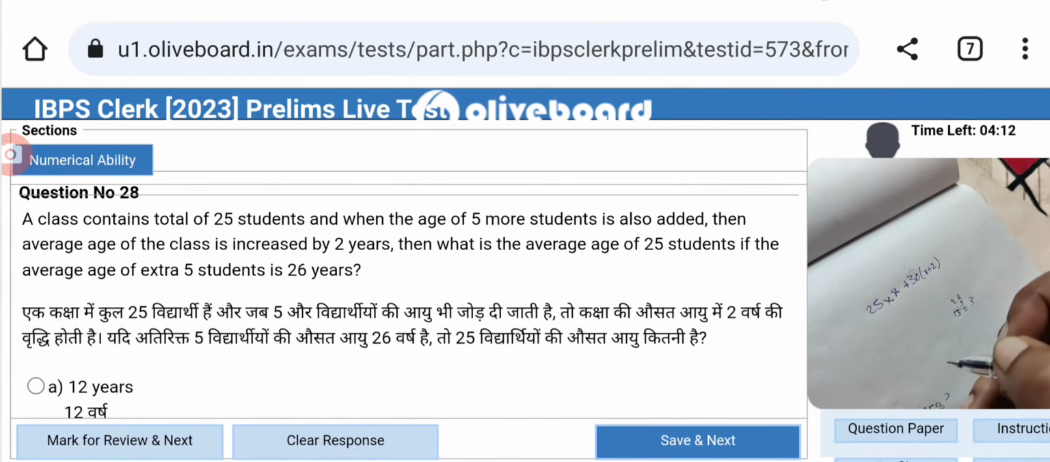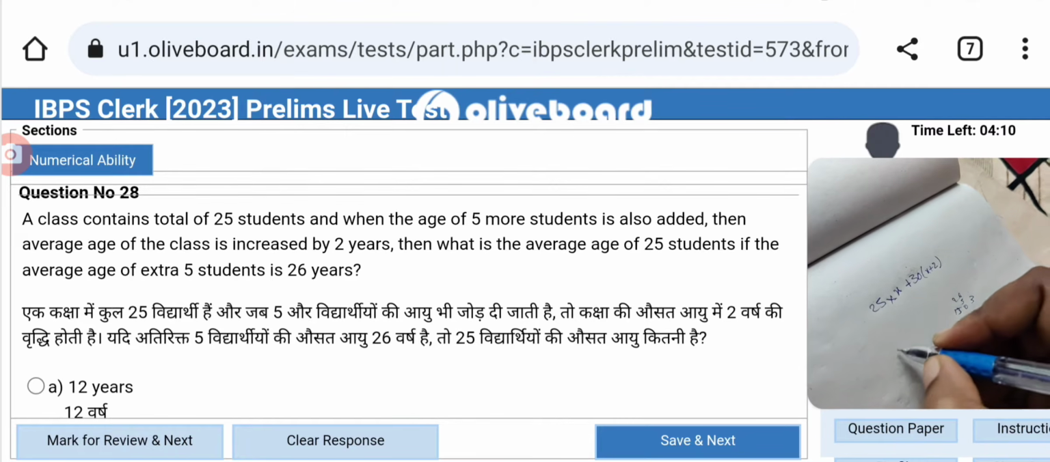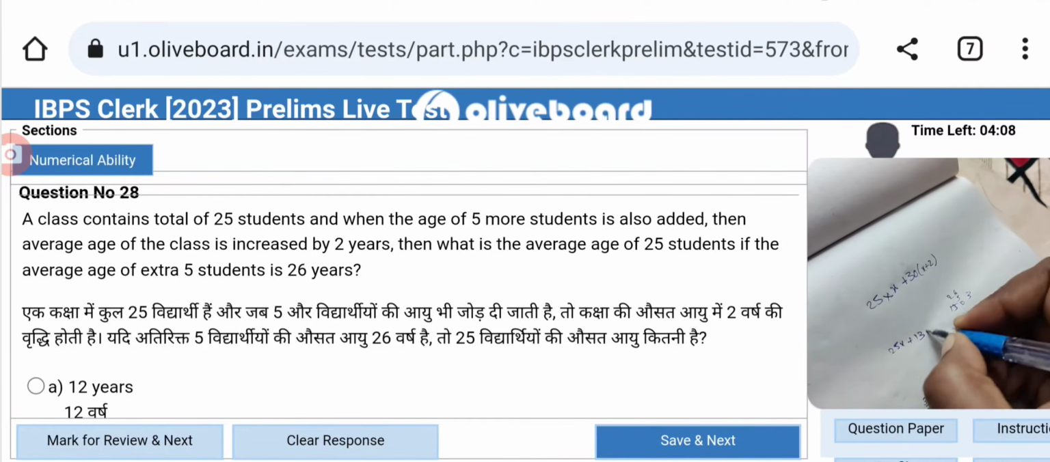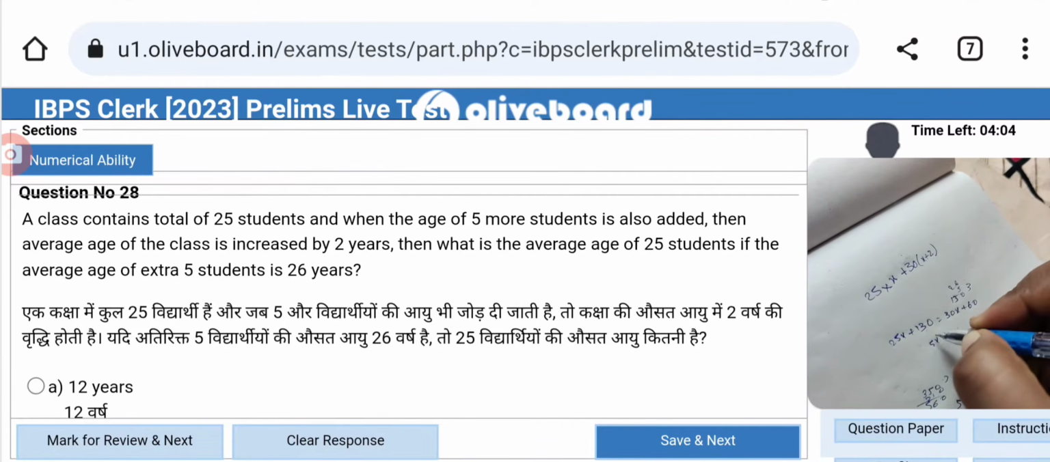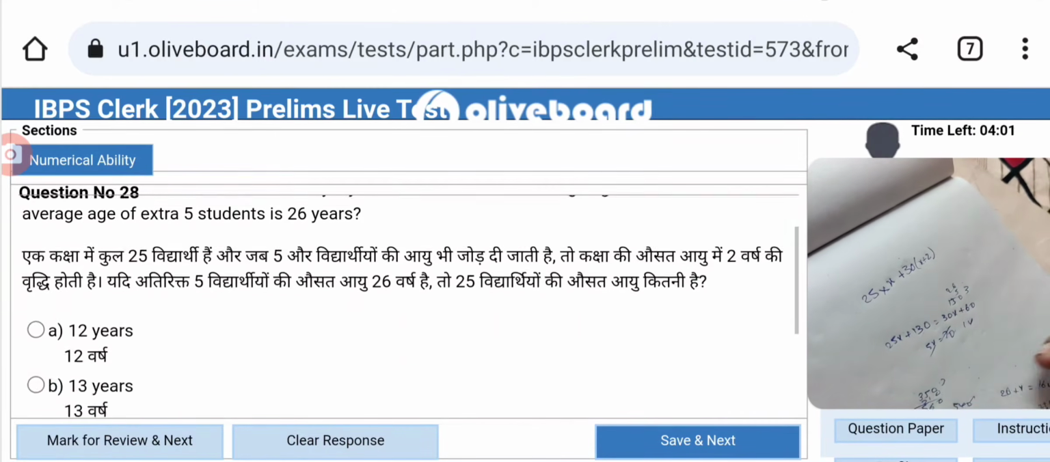$130. 25x plus 130 is 30x plus 60. So 5x is 70. 14.